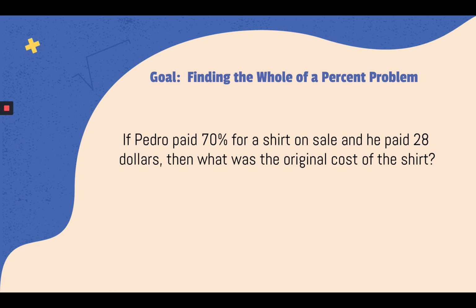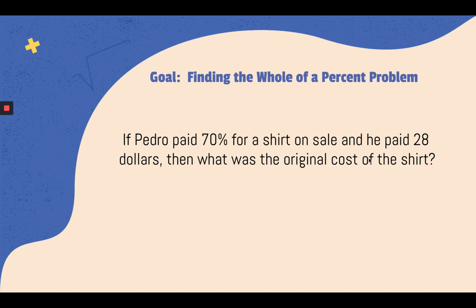Oh, I guess I got one more story problem. If Pedro paid 70% for a shirt on sale and he paid $28, then what was the original cost of the shirt? This is a very common type of question where on a lot of test questions, they'll give you clothing. They'll tell you what percent somebody paid. And then instead of saying whole, they ask for the original amount or original cost.